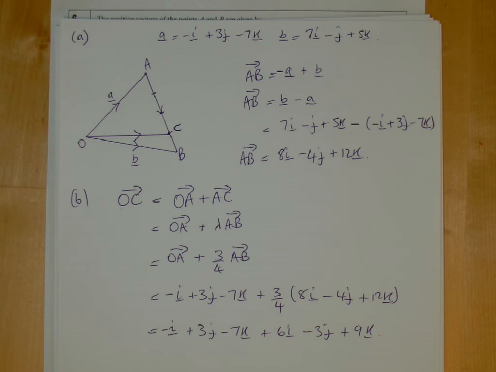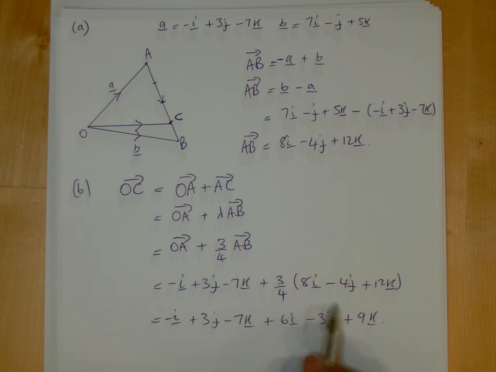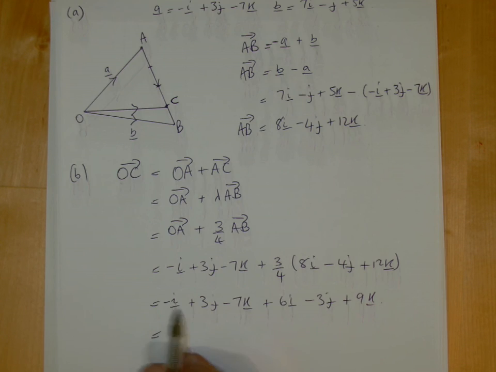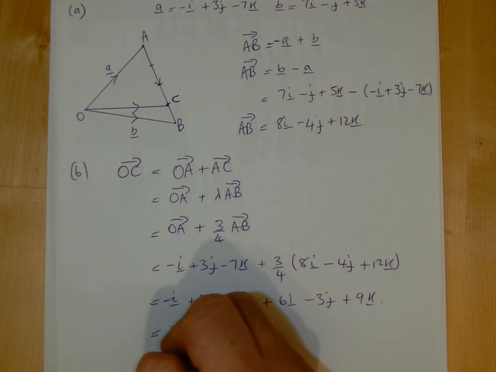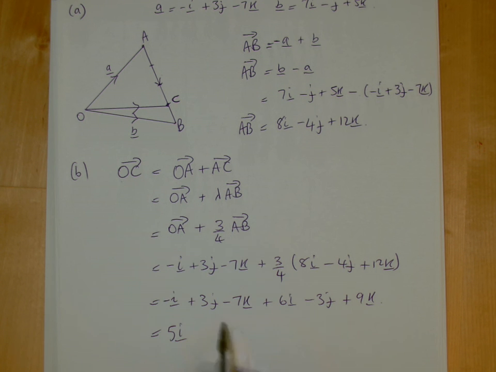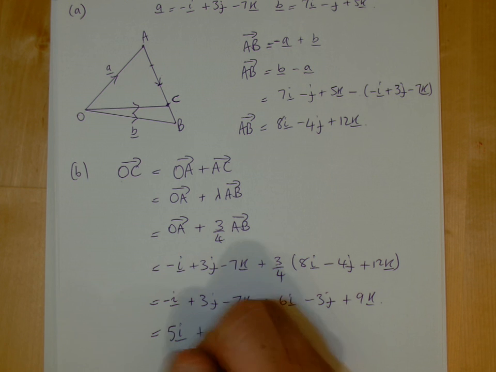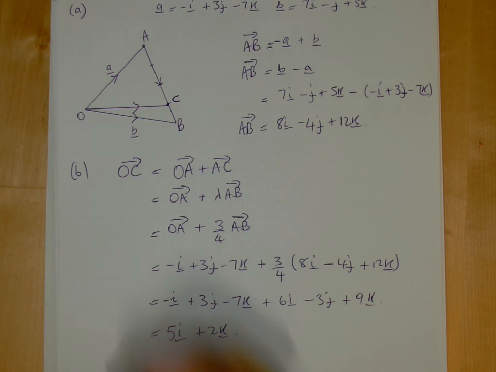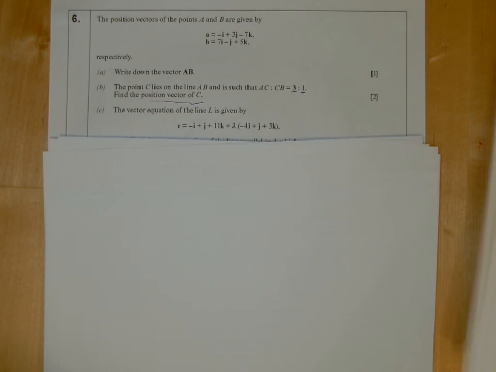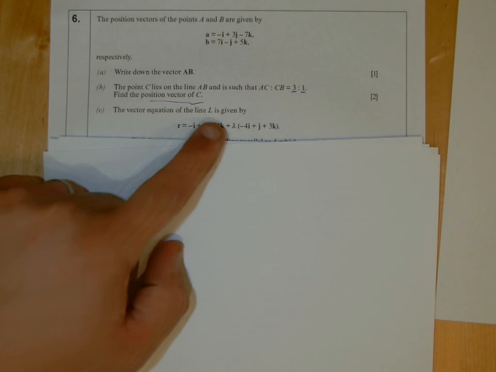And then it's a case of putting them together. So minus i plus 6i is 5i. 3j minus 3j is 0j, so I don't need to write that down. And then minus 7k plus 9k is plus 2k. Alright, and I've got my position vector OC, which happens to be 5i plus 2k. Alright, and we're done.